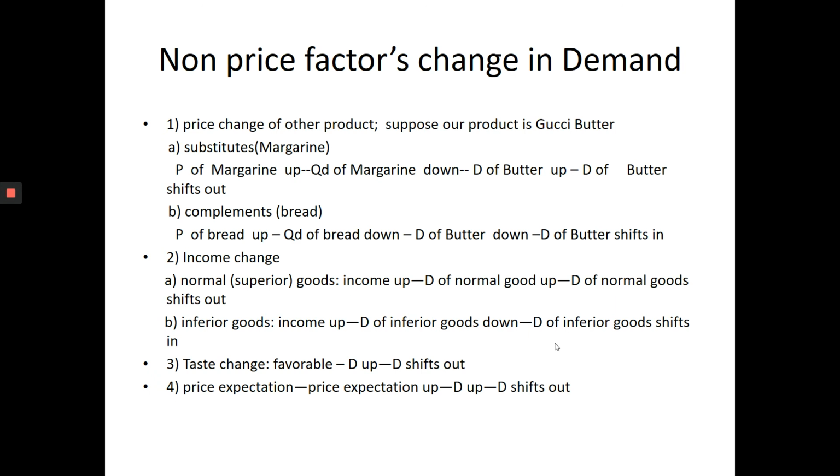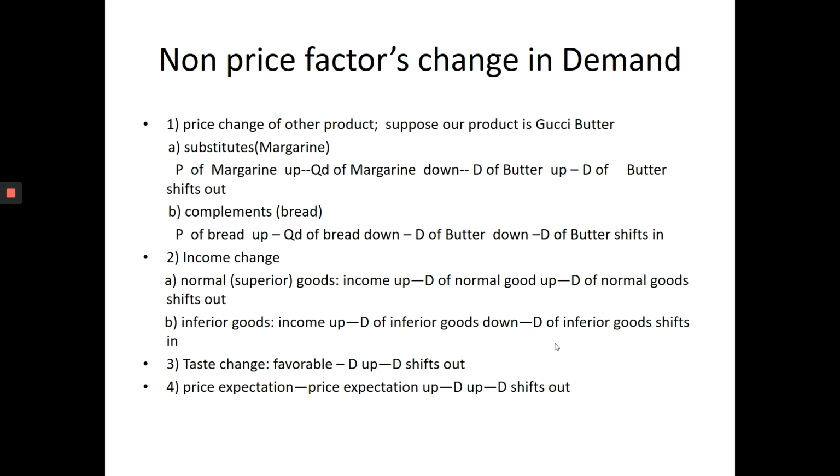Then, over time, non-price factors such as the price change of another product, income, taste, or price expectation will eventually change. Then what's going to happen is the demand curve. In conclusion, if these non-price factors change, we expect the entire demand curve to shift.